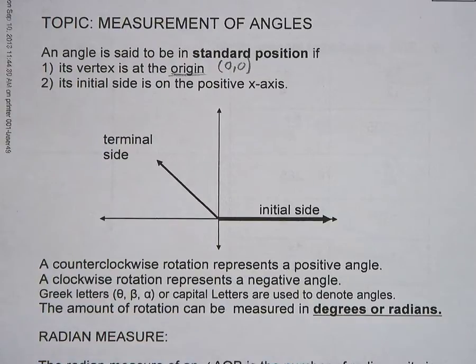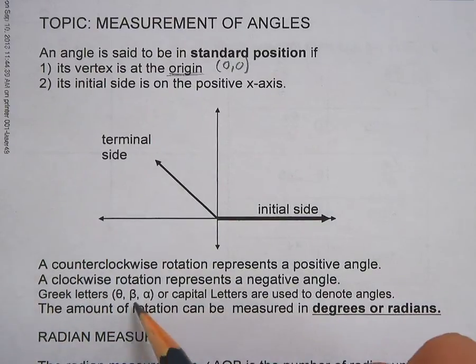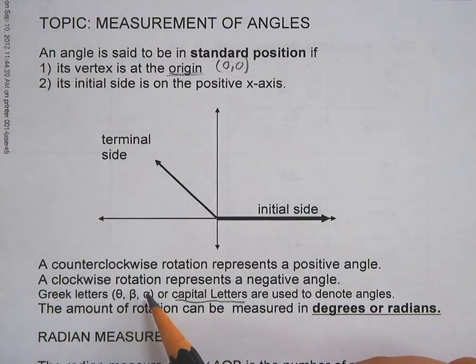There's a couple of things I want to point out here. Greek letters such as theta, beta, and alpha, or capital letters, are used to denote angles. The amount of rotation can be measured in degrees or in radians. So the Greek letters theta, beta, and alpha, or capital letters, are going to tell you what your angles are.